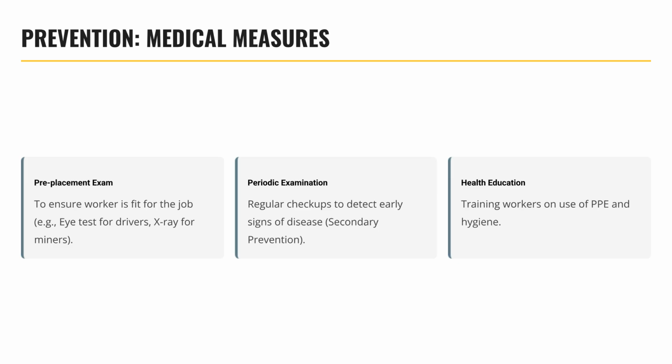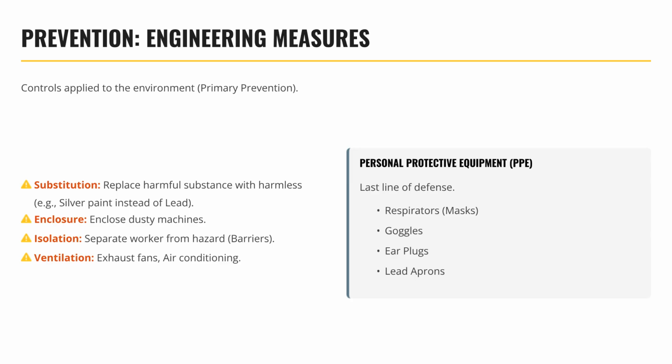Medical prevention measures include pre-placement exams to ensure fitness for the job, periodic examinations for early disease detection, and health education to train workers on PPE use and hygiene. Engineering measures are primary prevention controls applied to the environment, such as substitution, enclosure, isolation, and ventilation. Personal protective equipment is the last line of defense, including respirators and lead aprons.